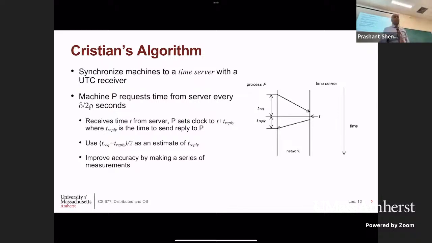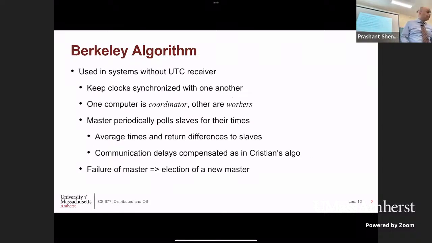Very simple problem, which is you are going to take that basic concept I talked about in the previous slide, and every delta over 2 rho, you basically send a request. Any questions on this? All right. So you're going to keep going.